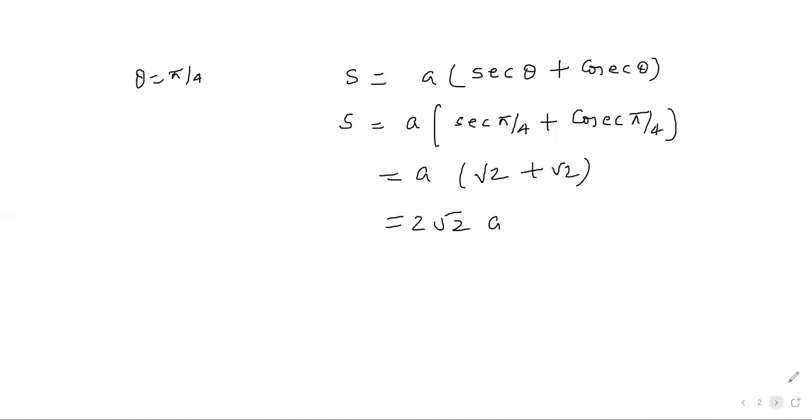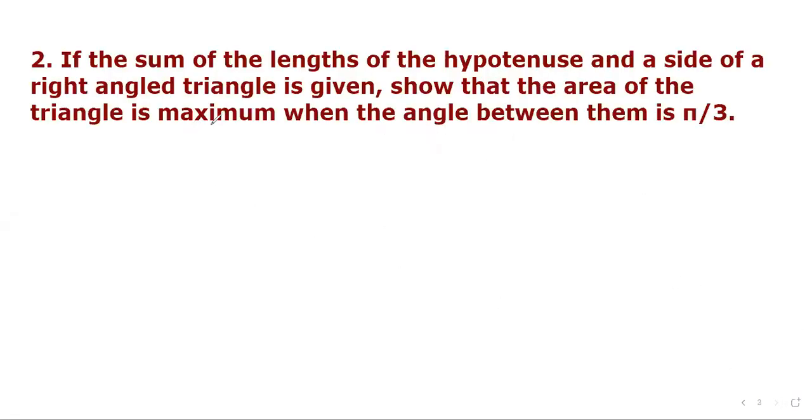Now let's take one more question. If the sum of the lengths of the hypotenuse and a side of a right angle triangle is given, show that the area of the triangle is maximum when the angle between them is pi by 3. So we are given a right angle triangle.